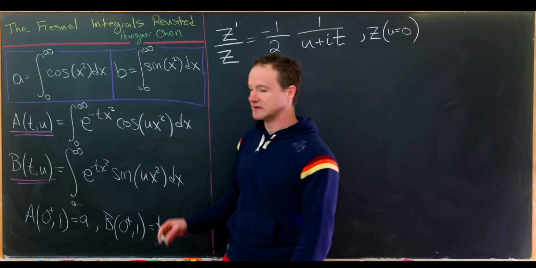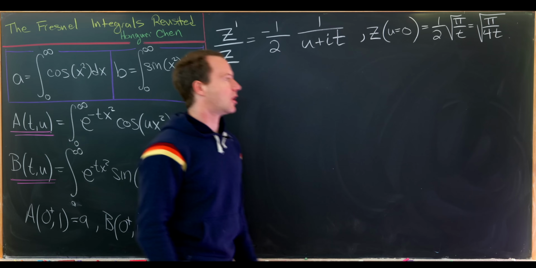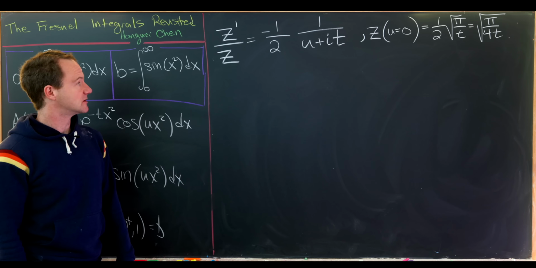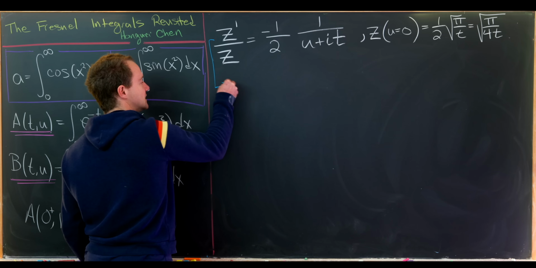Maybe we could rewrite that as the square root of pi over 4t. That would be a nice way to write it, all in one piece. So there's our initial condition. Now let's take the antiderivative of both sides of this to work towards a closed form for z.